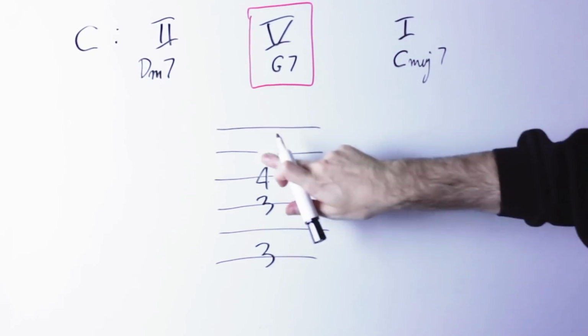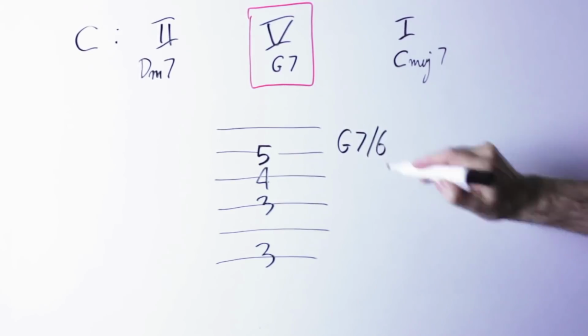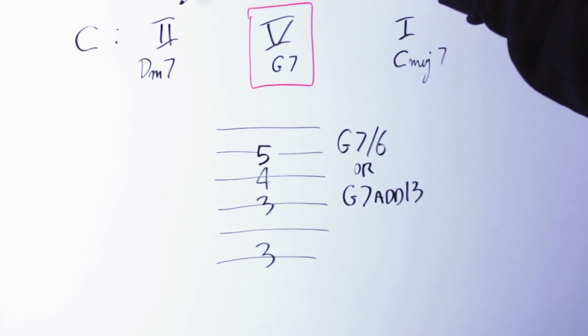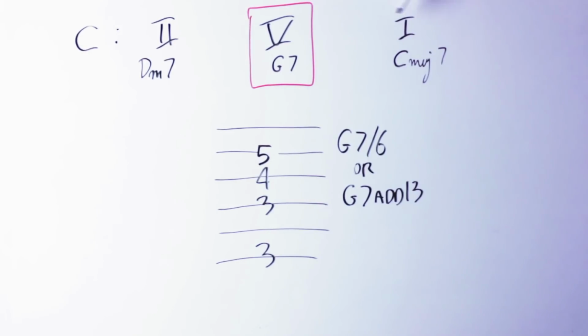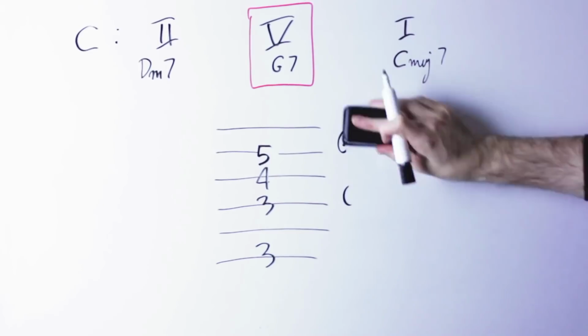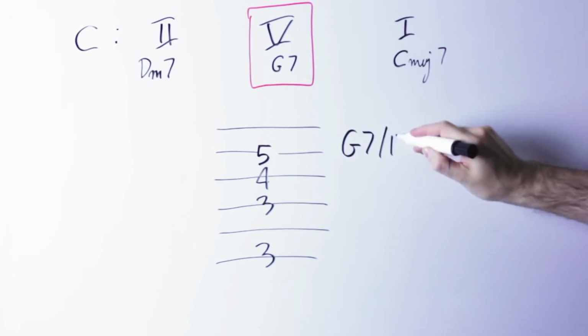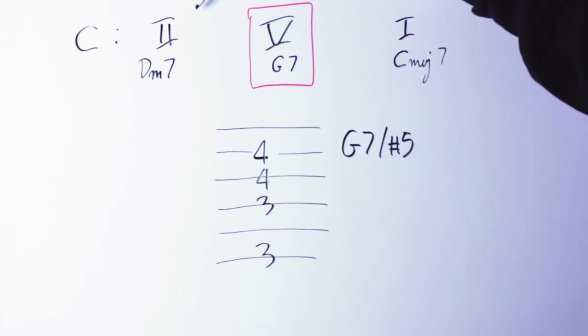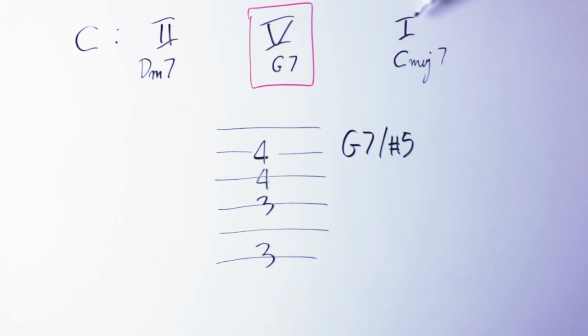One simple way to add more spice to this G7 is to add a tension note like the 6th. Another very common way is to alter the chord. So in this case I'm playing a G7 with a sharp 5. Nothing strange here, those sounds are pretty standard. But we can do so much more with this G7 chord.